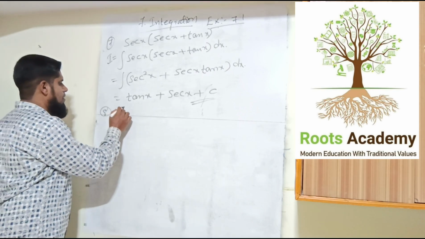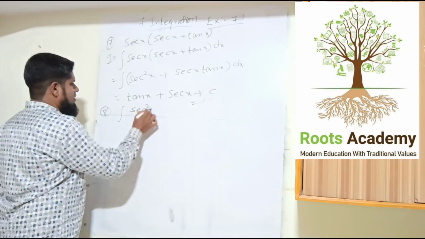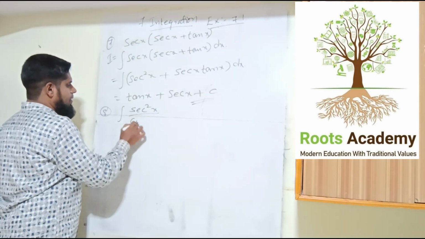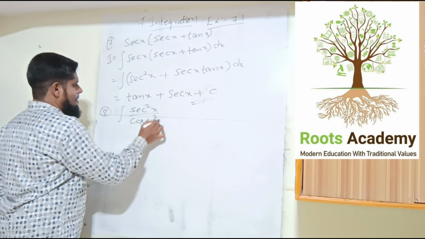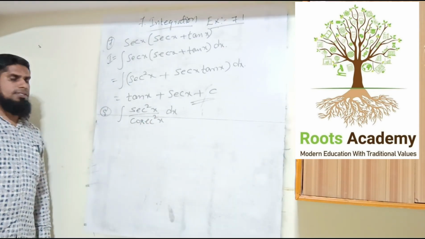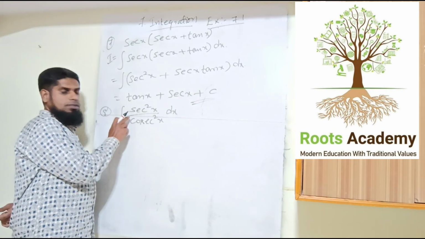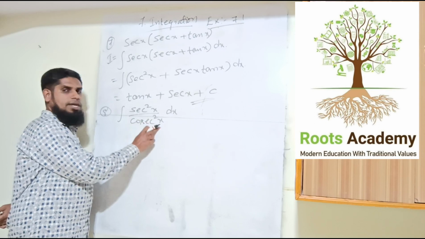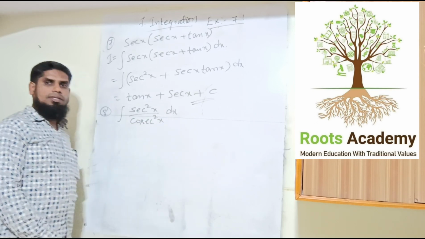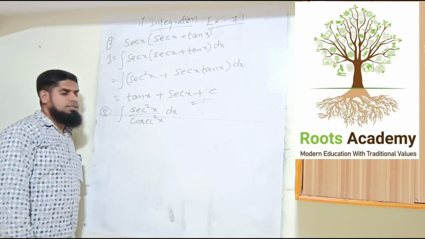Find the integral of secant square x divided by cosecant square x with respect to x. We should find the integral of secant square x divided by cosecant square x into dx. Student, we don't have any integral for this.